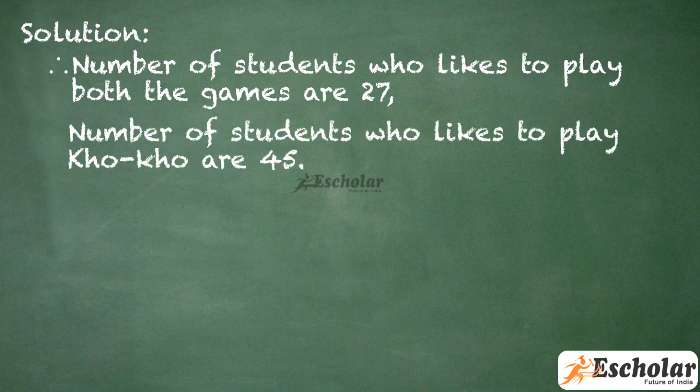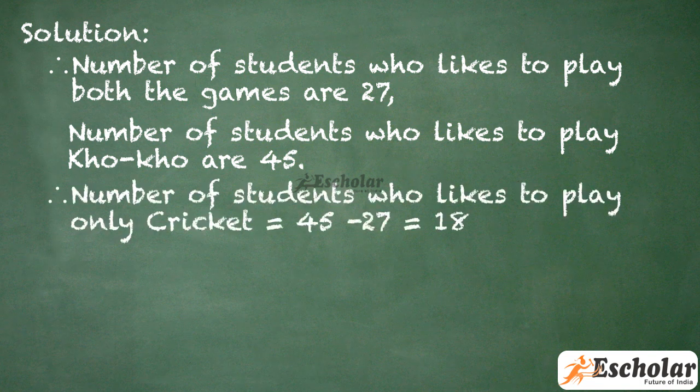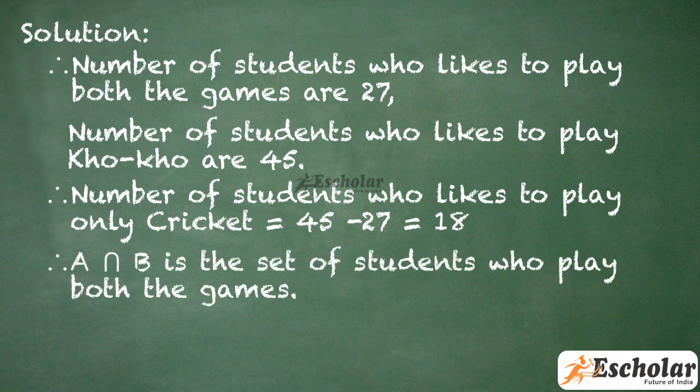Number of students who like to play cricket are 45. Therefore, number of students who like to play only cricket is 45 minus 27 is equal to 18. Therefore, A intersection B is the set of students who play both games. Therefore, n of A intersection B is equal to 27.